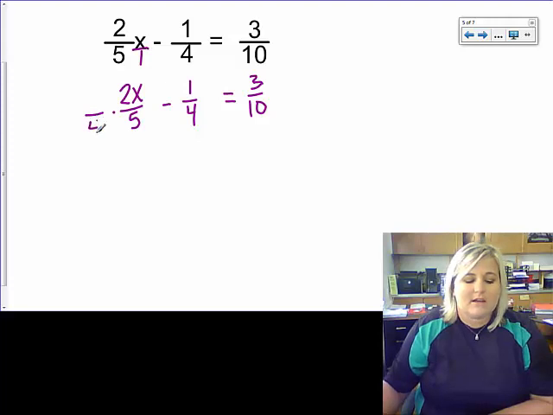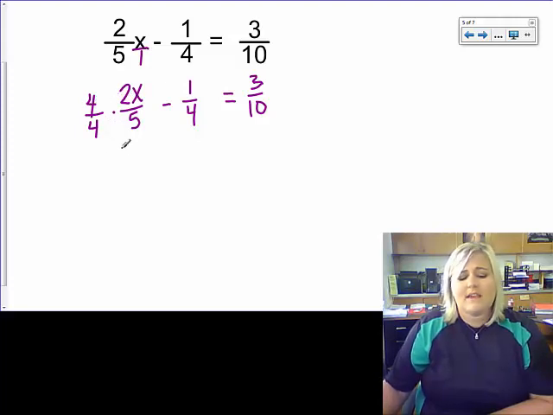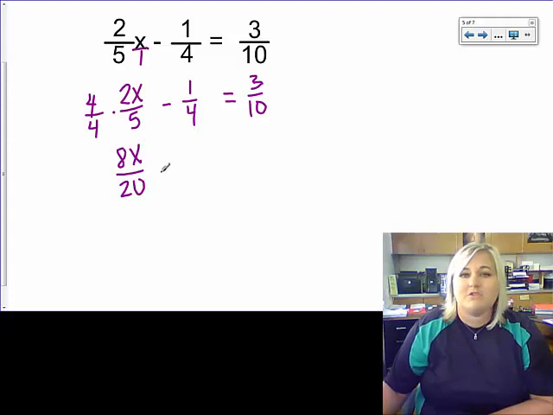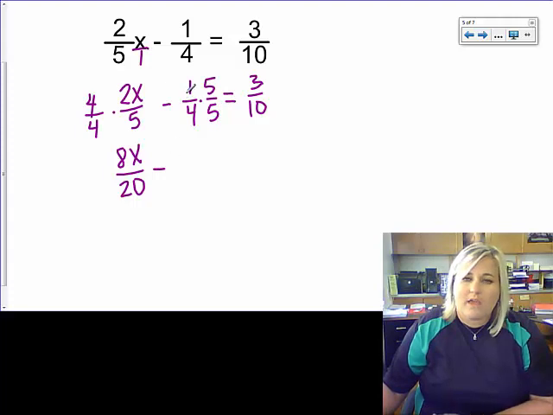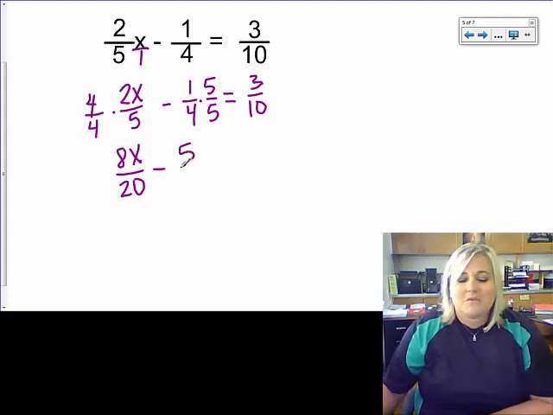Well, what I'm going to do is what I do to the bottom, I must also do to the top. So when I do that, I multiply straight across here. So 4 times 2x is 8x over 4 times 5, which is 20, minus, to get this one with a denominator of 20, I have to multiply by 5, top and bottom, because what I do to the top, I must do to the bottom. So 1 times 5 is 5, and 4 times 5 is 20.